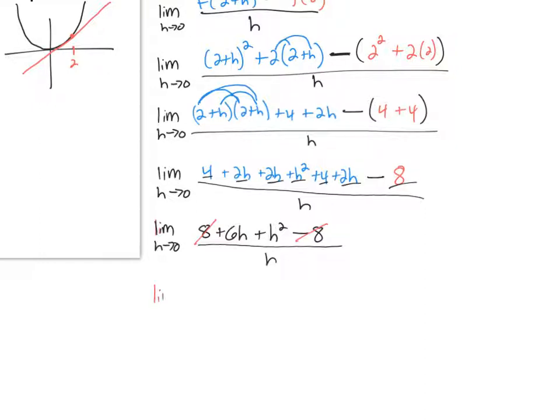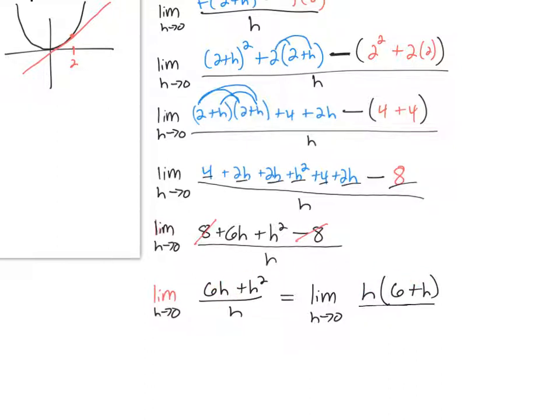So the limit as h approaches 0 of 6h plus h squared over h. Well, hey, we can factor out a common factor up here and see that this is equivalent to the limit as h approaches 0 of h times 6 plus h, because if I were to distribute that h, I'd get this again. All of this should be over h.